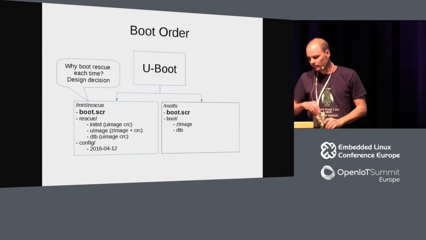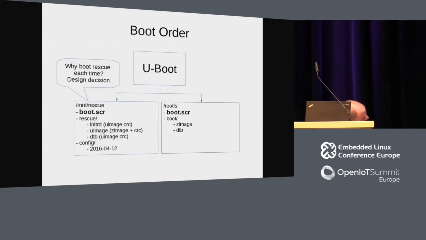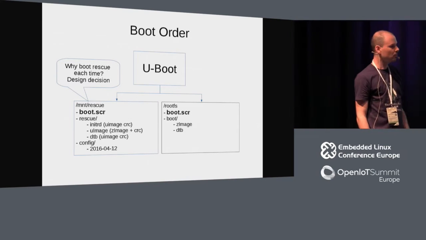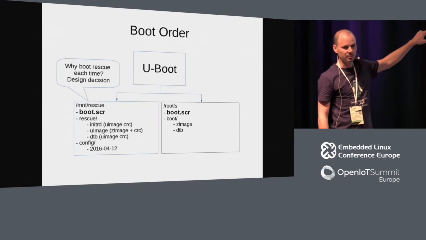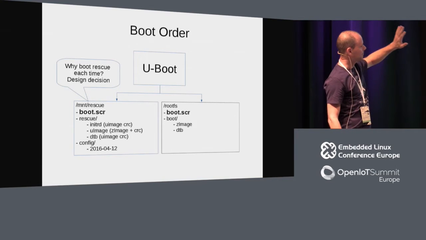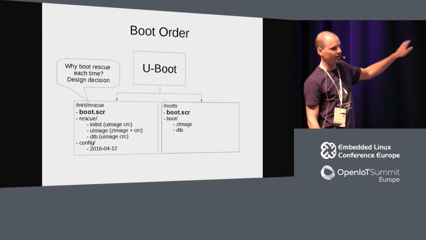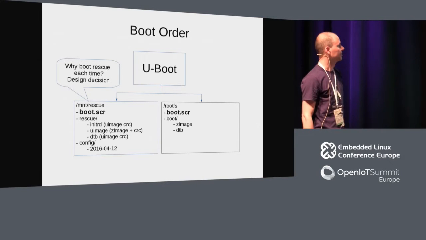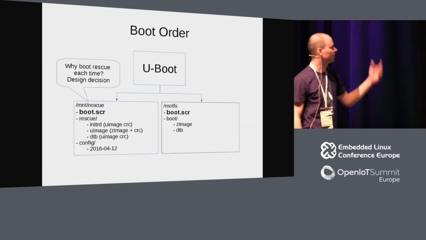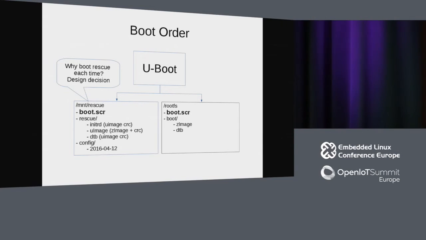But you could very well just disable it by removing the boot script, and then the U-boot will just mount the first partition, will not find the boot script, and roll over to the second one. So you could enable it just whenever needed. Okay, but here we enable it all the time.